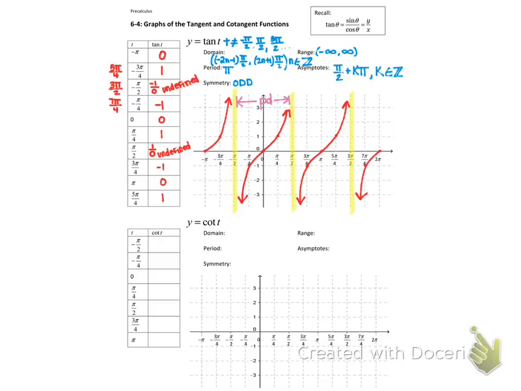So now let's look at the cotangent function. Okay, so our cotangent function at negative pi over 2 is 0, negative pi over 4 is negative 1, 1 over 0, which is undefined, pi over 4, we go 1, 0, negative 1, and 1 over 0, which is undefined as well. Okay, so if I were to plot these values, it would look like this.